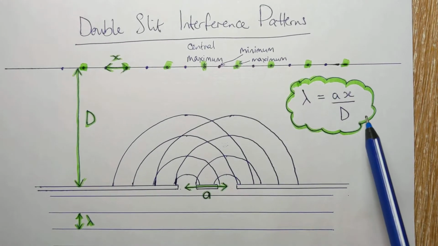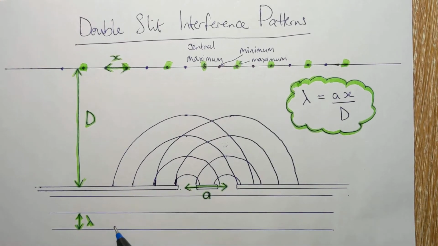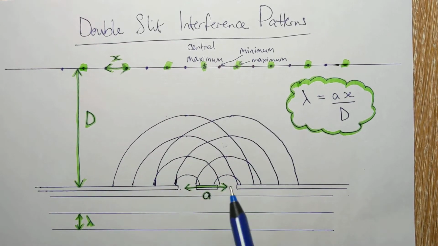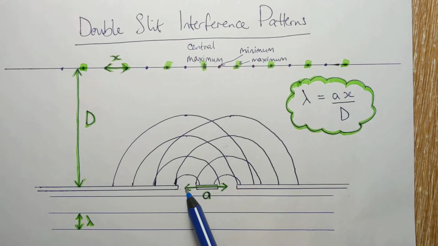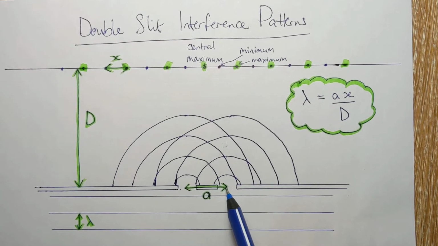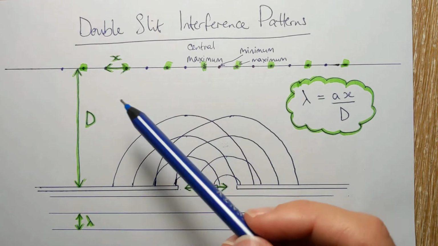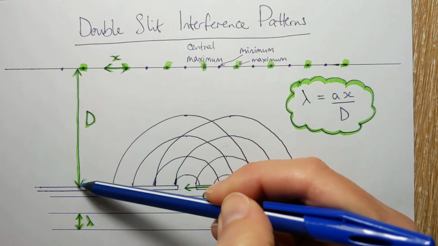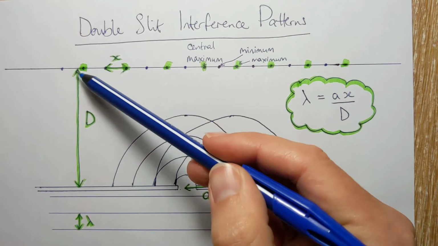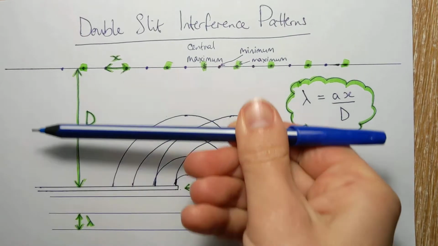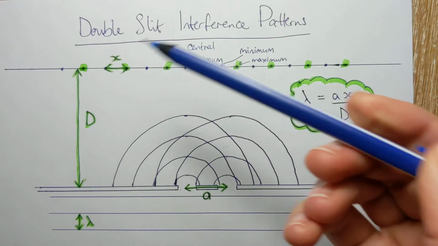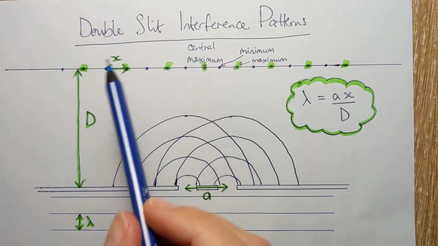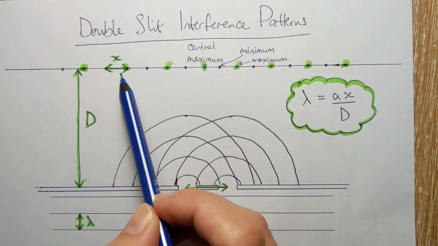And there's a formula that tells you how the sizes of all these things relate together. So lambda is the wavelength of the wave coming in here. A is the slit separation. So that's from the middle of one slit to the middle of the next slit. Capital D is the slit to screen distance. So here's where the slits are and there's where the screen is. What's that perpendicular distance there? And then X is the fringe separation.